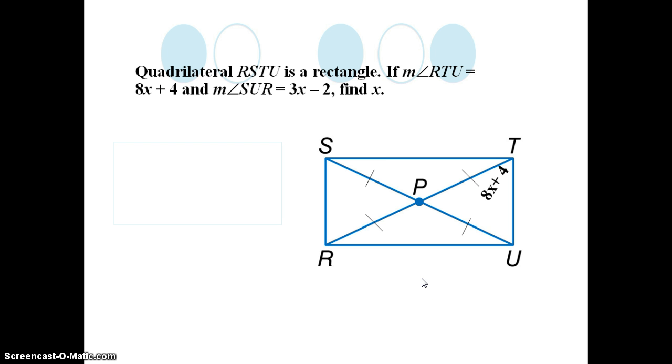So that angle right there is 8x plus 4 and this one is 3x minus 2. These don't really have a relationship right now. But I know that this angle right here is also 8x plus 4 because this is an isosceles triangle. So now these two angles have a relationship. They add up to 90 degrees because a rectangle has all 90-degree angles. So we add those up to 90 degrees to get that x is equal to 8.